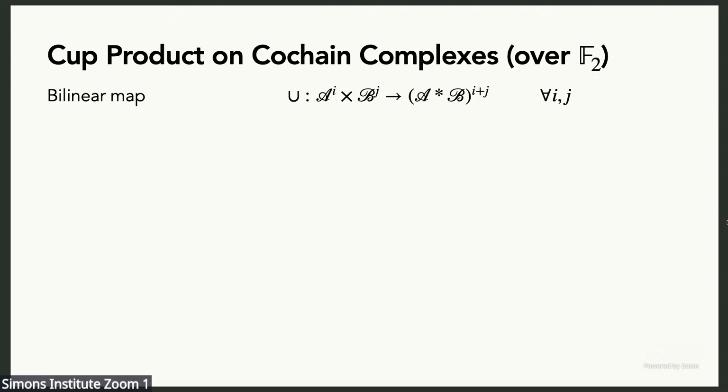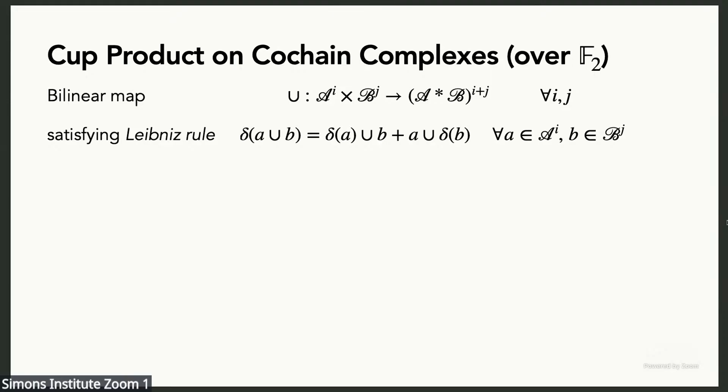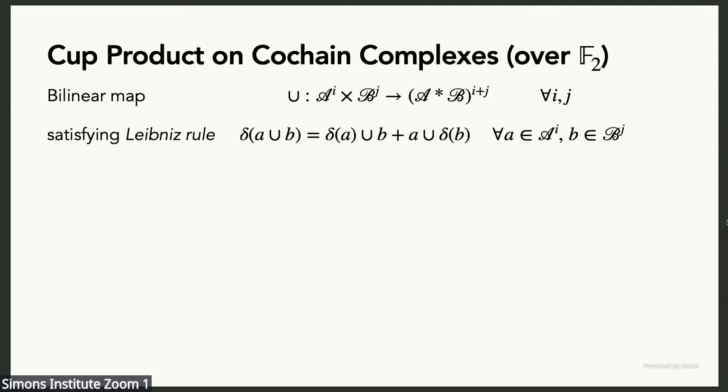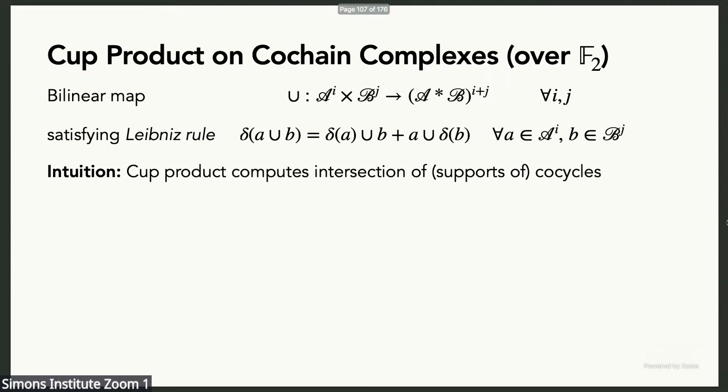And you can see that this cup product will always take level i cochains in A and level j cochains in B, and map them to level i plus j cochains in this product complex. So a cup product is actually any bilinear map of this form that satisfies just this single key property, at least for the purpose of this talk, called the Leibniz rule. This may be familiar from calculus, like the differentiation rule. It just says that the coboundary of A cup B is equal to the coboundary of A cup B plus A cup the coboundary of B. And this should hold for all A and all B. So the intuition here is that the cup product computes products of cocycles, or intersections of the supports of cocycles.